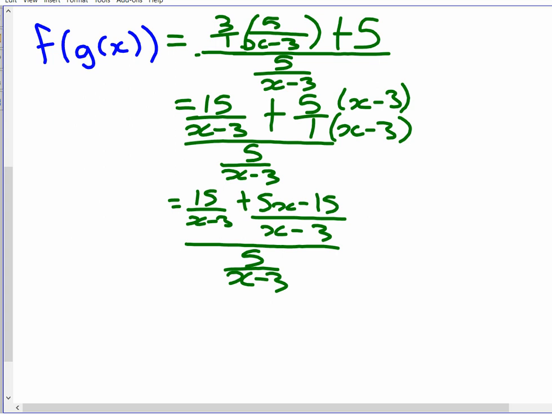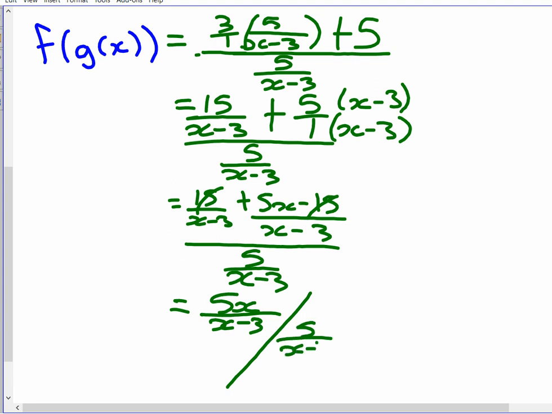Okay, so then you just put this basically on the same thing. So 15 plus negative 15 just cancels out to 0. So then on the top, you just end up having 5x over x subtract 3, all over 5 over x subtract 3. And then you just have to multiply by each other.